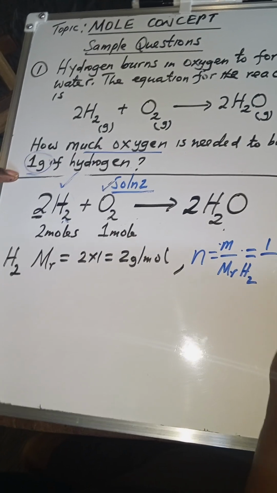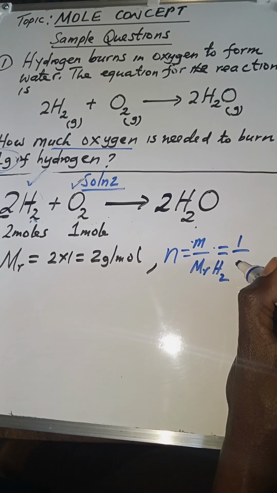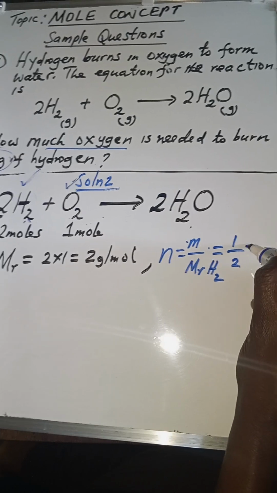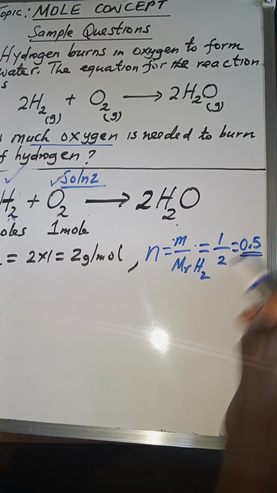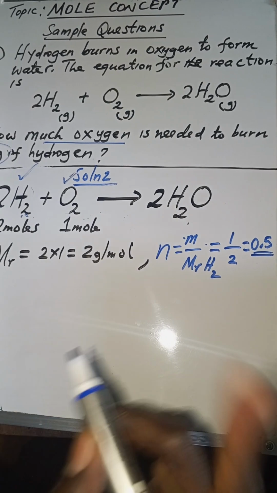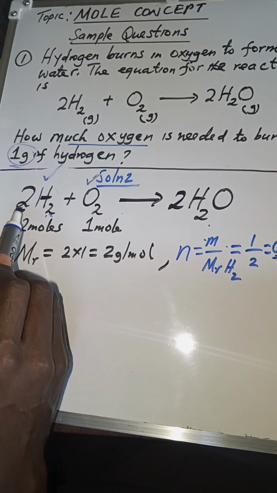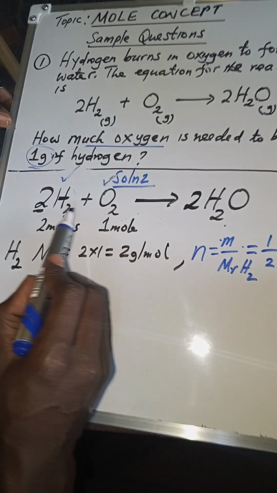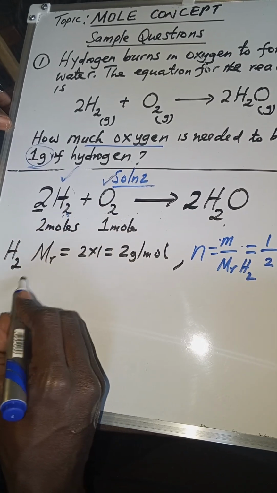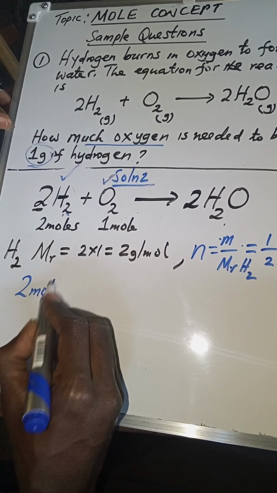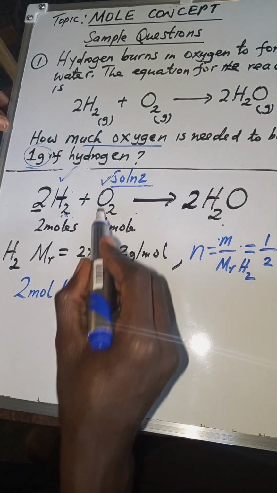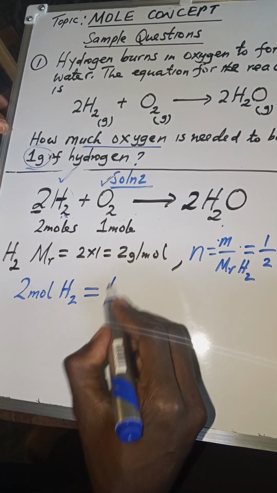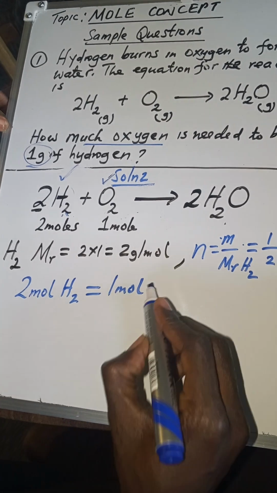So the mass is 1 divided by the molar mass of hydrogen, which is 2. 1 divided by 2 gives you 0.5 moles. So these are the number of moles in 1 gram. Now I can compare the mole ratio from the balanced chemical equation. From there, I can see that 2 moles of hydrogen requires how many moles of oxygen? It requires 1 mole of oxygen.